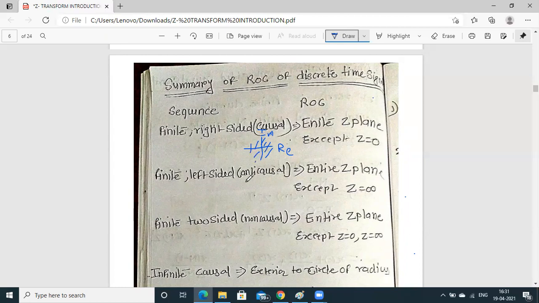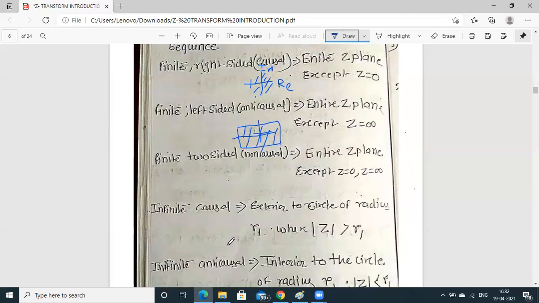Now, for a finite left-sided signal, if it is an anti-causal signal, the region of convergence will be the entire z plane except z equal to infinity. Now for a finite two-sided signal, it is the entire z plane except z equal to 0 and z equal to infinity. So it will remain in between, excluding only z equal to infinity.